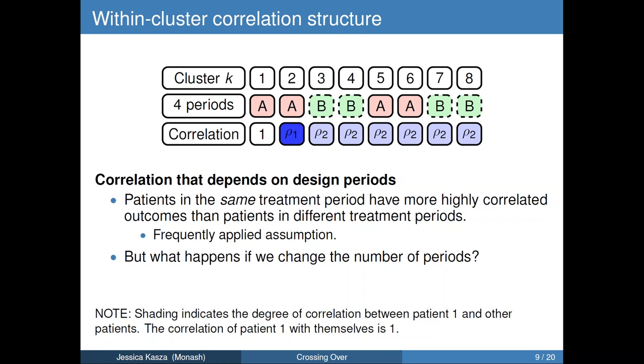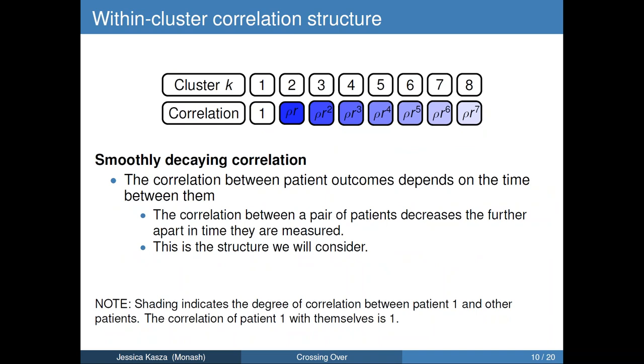Okay, so what can we do? Well, we can consider a smoothly decaying correlation structure. So for this correlation structure, the correlation between patient outcomes depends not on the period, the externally defined treatment period, but rather on the actual amount of time between these patients' measurements. So you can see here that the correlation between patients, when we apply the smoothly decaying correlation structure, decays as the patients become further and further apart, are measured further and further apart in time.